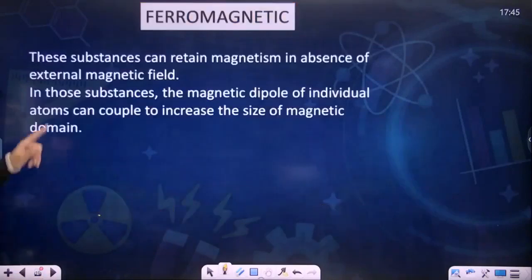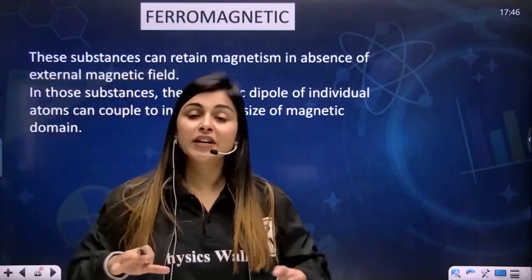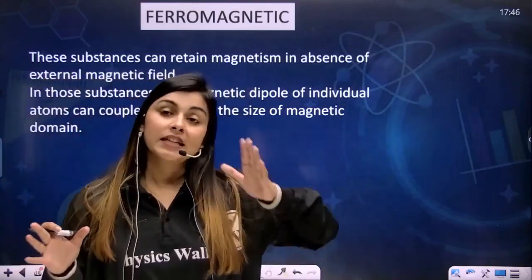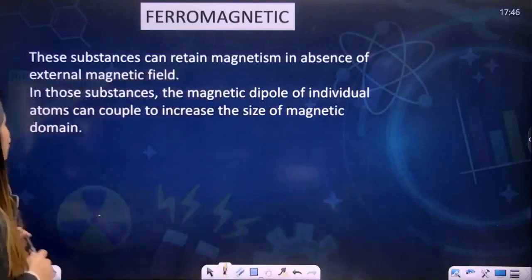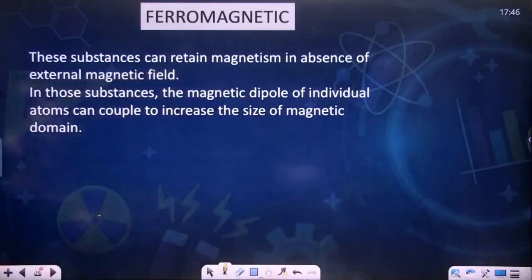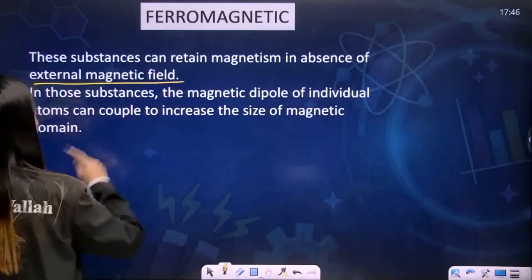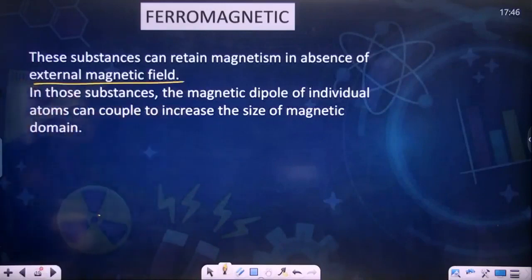Perfect. Now, if you talk about ferromagnetic substances, my dear students, they are actually permanent magnets. Once you have removed the external magnetic field, they still behave as a magnet. They are permanent magnets. So these substances can retain magnetism in absence of external magnetic field as well. In those substances, the magnetic dipole.